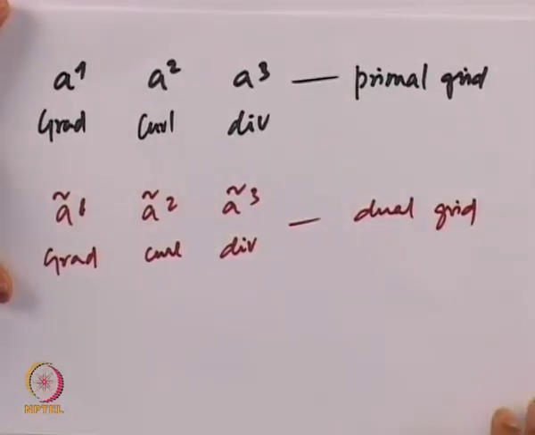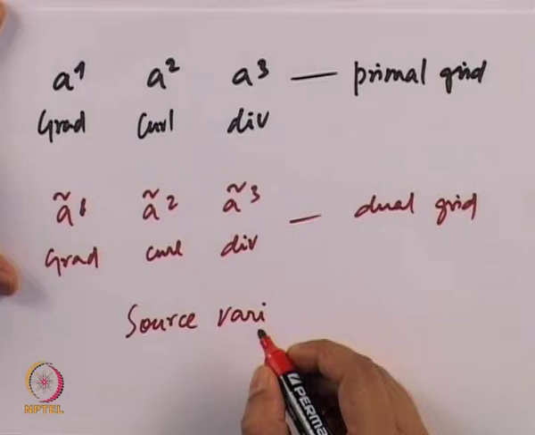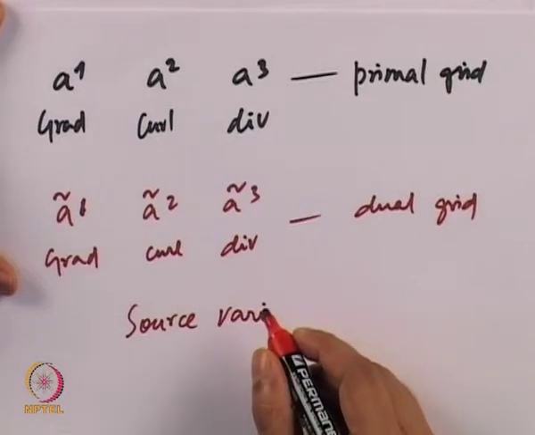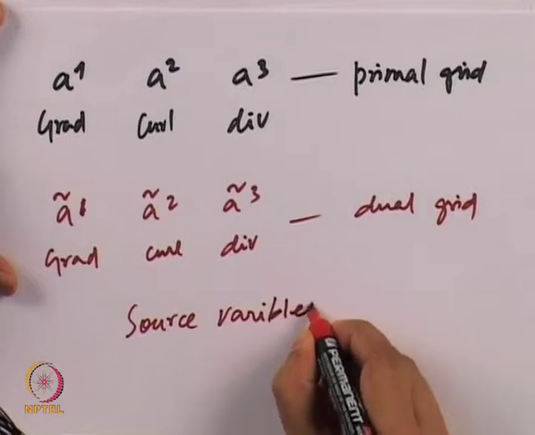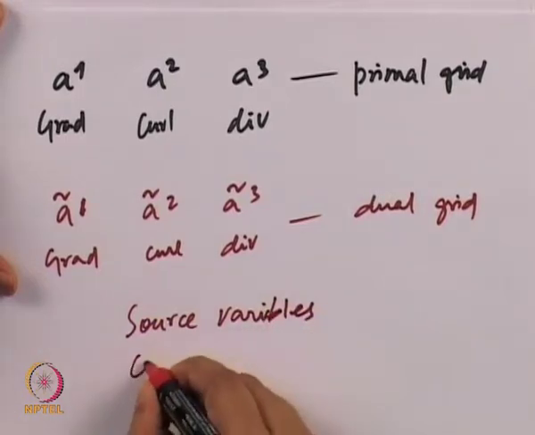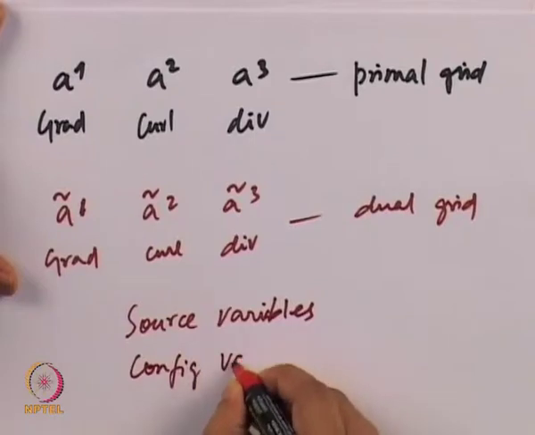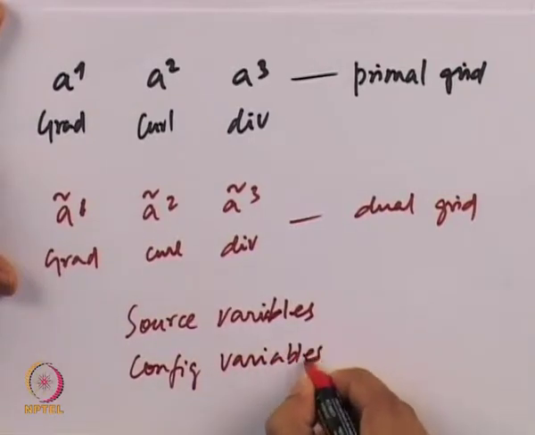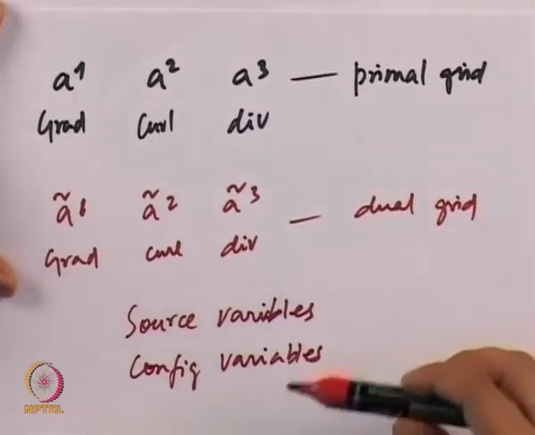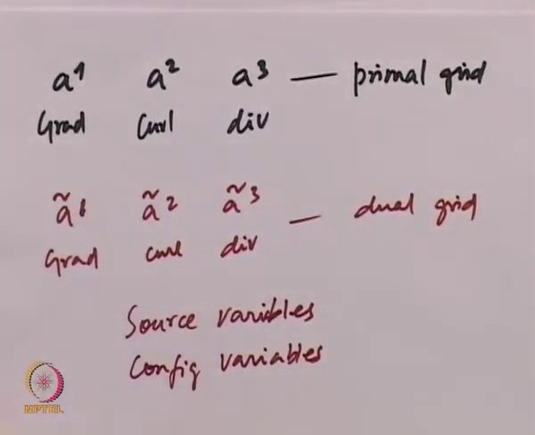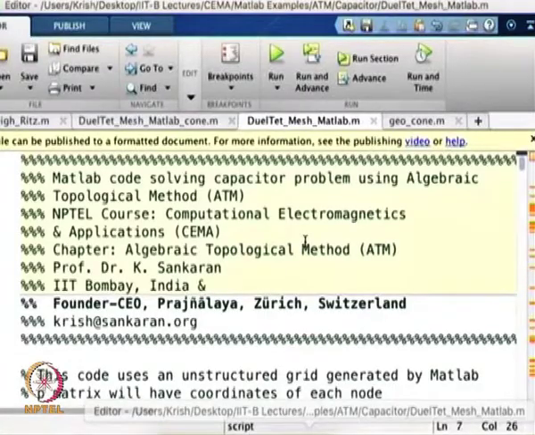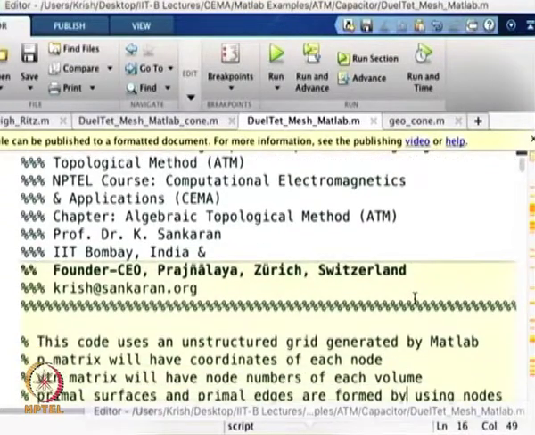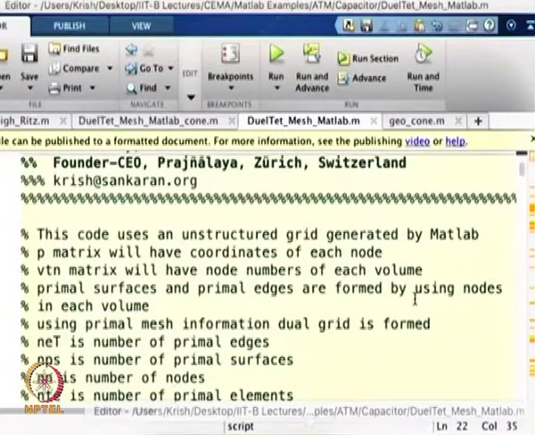And what we have done here is we have set two grids. We are going to have two types of variables. One will be the source variables, the other one will be the configuration variables, and the source variables will be on one grid and the configuration variables are going to be on the other grid. So let's look into the code itself and try to understand how this code is structured, in order for you to get a good appreciation of the algebraic topological method, and we are solving this for a simple problem of a parallel plate capacitor.